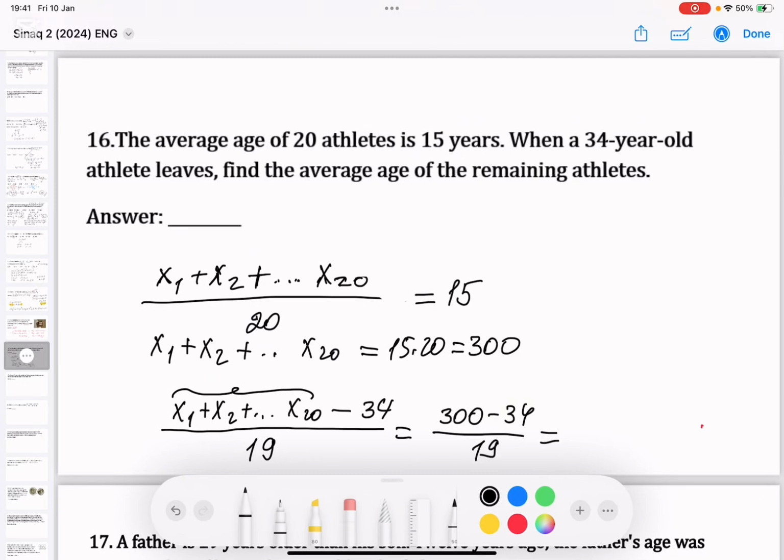So 300 minus 30 is 270. 270 minus 4 is going to be 266. Divided by 19. 266 divided by 19 is 14. So the average age would be 14.